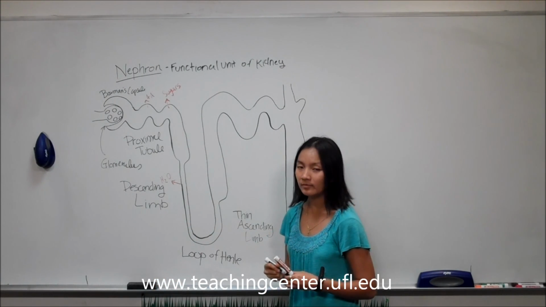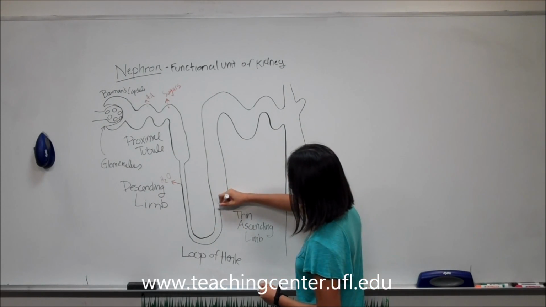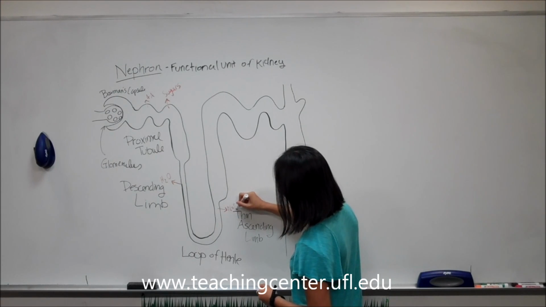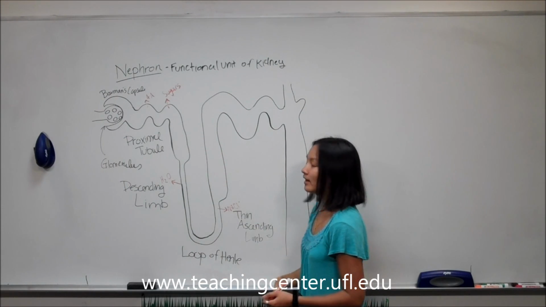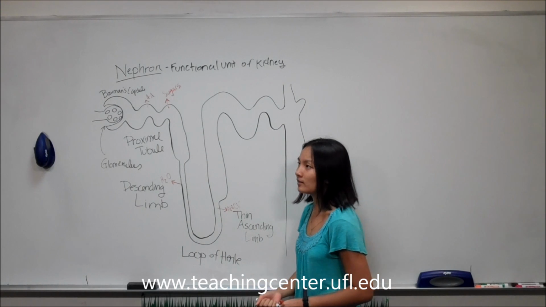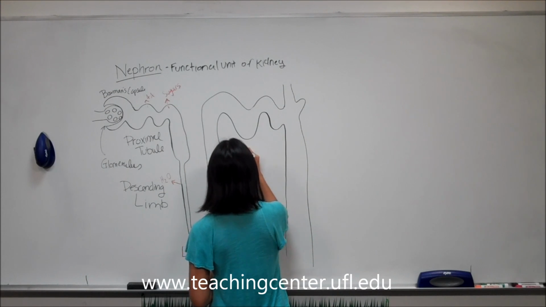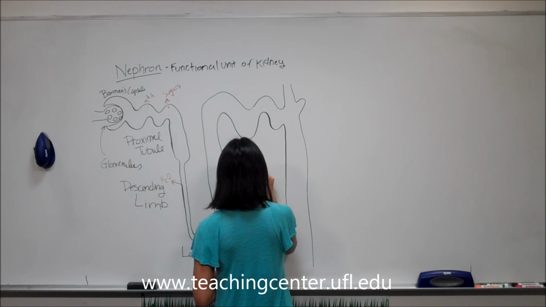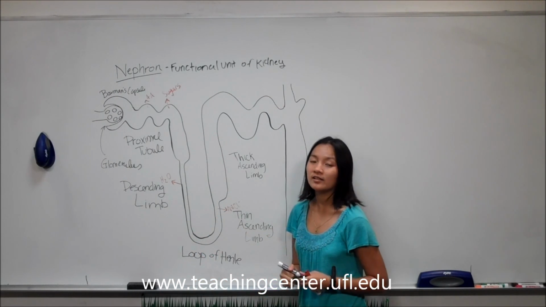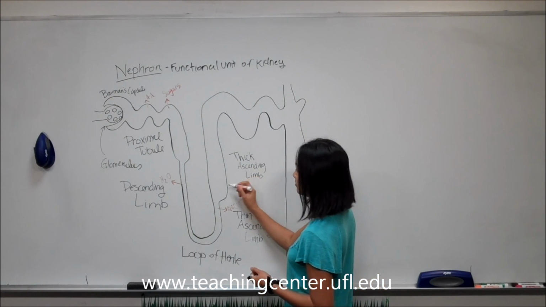And it's here, the thin ascending limb, that you have salts being passively transported out of your filtrate. And then you travel upwards more, and the next and last segment of the loop of Henle is known as the thick ascending limb. It's here at the thick ascending limb that you have salts being actively transported out of your filtrate. So, more sodium chloride.